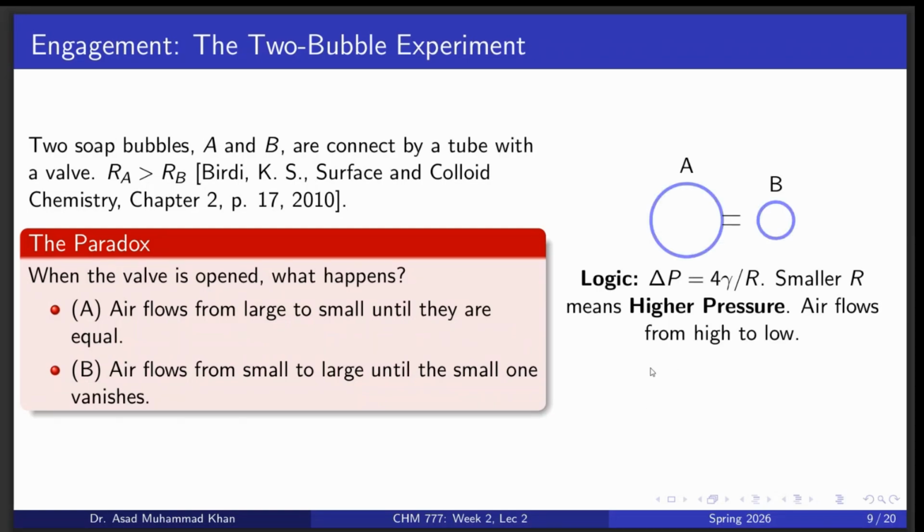So the logic is that delta P equals 4 gamma divided by R, that is, the smaller R means higher pressure, and air flows from high to low because the pressure will be high in the smaller sphere. ठीक है?